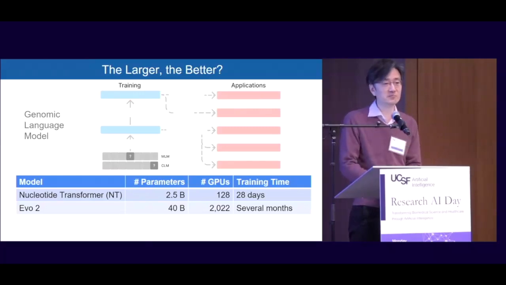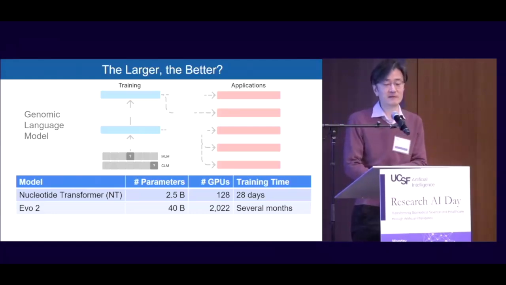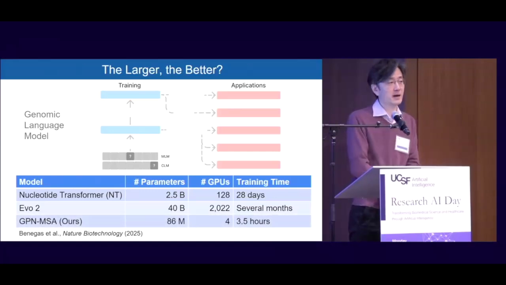So I tell my students, rather than trying to rely on GPUs, maybe we should be utilizing BPUs, brain processing units, which are almost free, but could actually be more powerful. So we did that, and our model is called GPN-MSA, and we only needed 4 GPUs, and it takes 3 hours to train rather than days or months. Much smaller model. So I would argue that our model is quite useful.